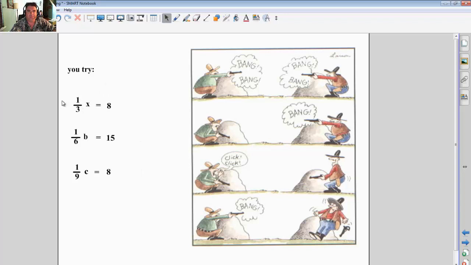Hopefully you got times 3 to both sides, so hopefully you got 24. You times 6 to both sides, this becomes 90. And you times 9 to both sides, this becomes 72.